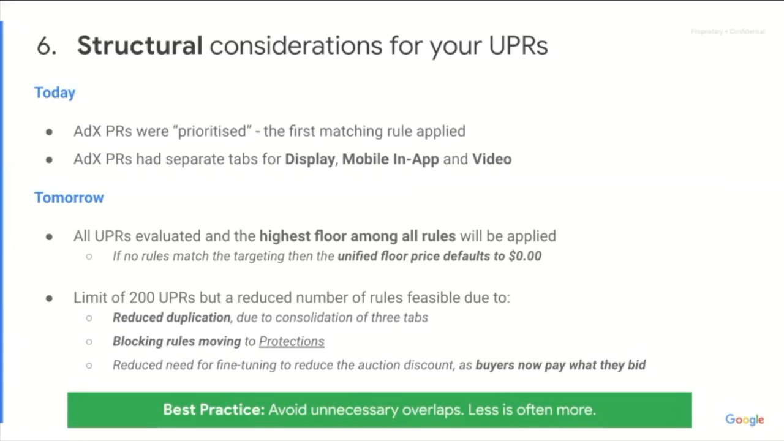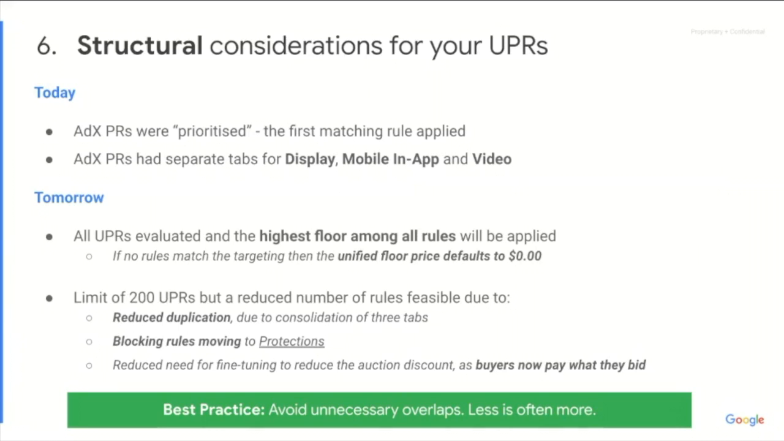Where ad exchange pricing rules were prioritized, they were stack ranked. The highest rule in the list was the one that applied, and it overrode any of its friends that were underneath it. Unified pricing rules, we basically will evaluate all eligible, and the highest floor amongst all of these rules will be applied. If there's no matching targeting criteria or UPR for a piece of inventory, it will default to 0, just FYI.